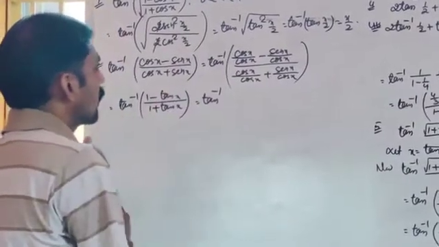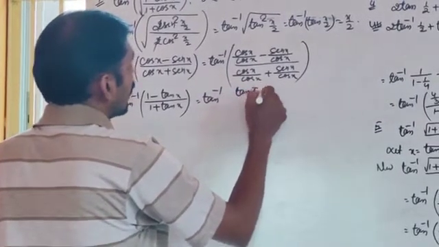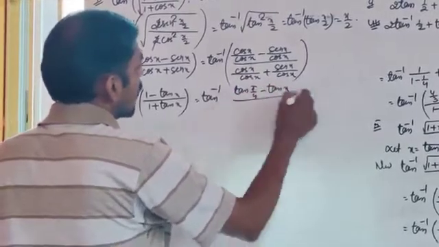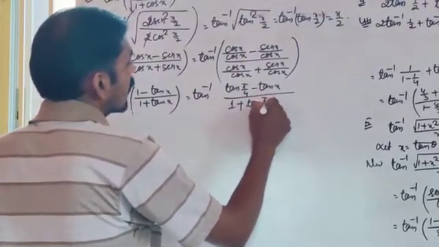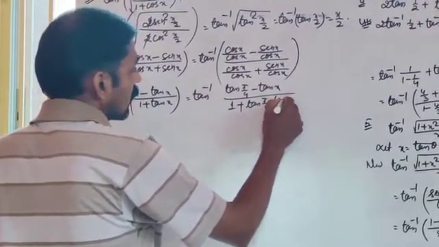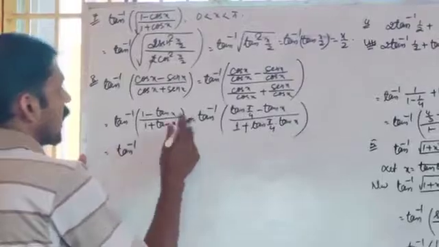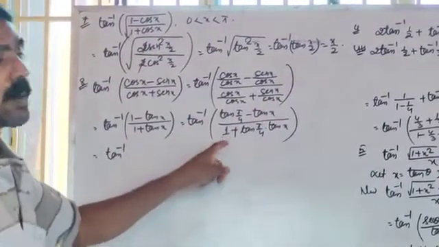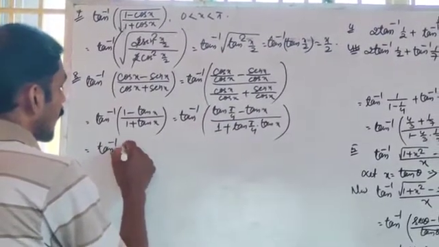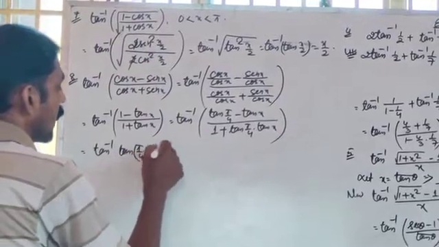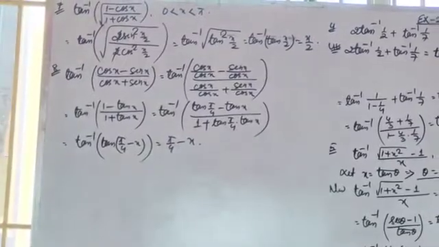Now it is the formula of what? 1 can be written as tan pi by 4, so it is tan pi by 4 minus tan x by 1 plus, and tan x is 1 into tan x, so you can write it as tan pi by 4 into tan x. So it is tan inverse of (tan a minus tan b) by (1 plus tan a tan b), that is tan (a minus b). You can write the tan inverse tan (pi by 4 minus x). This is pi by 4 minus x. This is its simplest form.